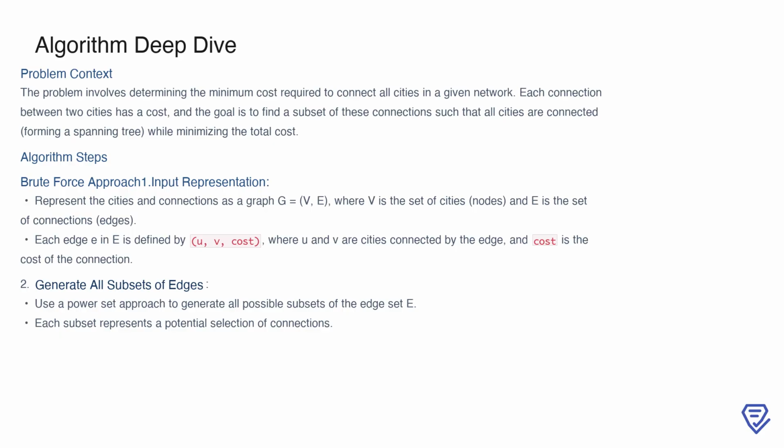Once this graph representation is established, the brute force approach involves generating all possible subsets of the edge set. This essentially means considering every possible combination of connections between cities to explore all potential solutions. Each subset represents a possible way to connect the cities, and we'll evaluate whether these subsets are valid and their associated costs in the subsequent steps.